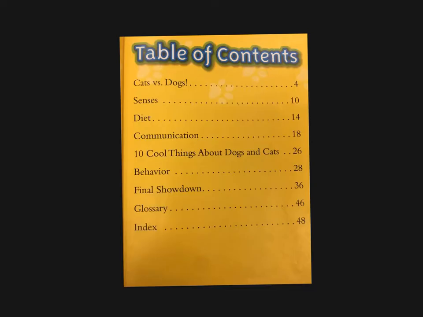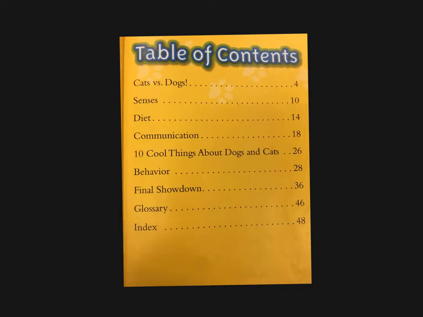This is our table of contents. You can see that these are the different headings that we can discuss for cats versus dogs. Here is the topic for the first one. The heading is cats versus dogs. Senses, diet, communication, 10 cool things about dogs and cats, behavior, final showdown, the glossary, and the index.